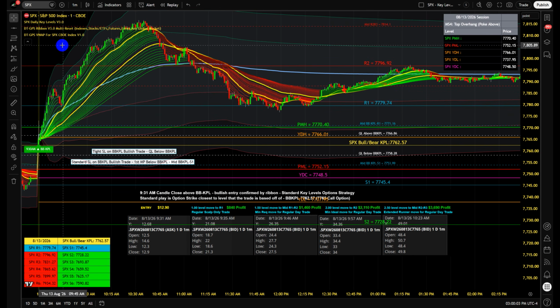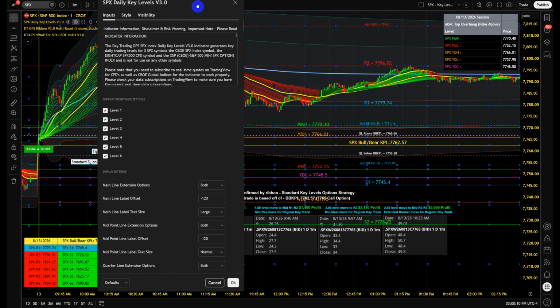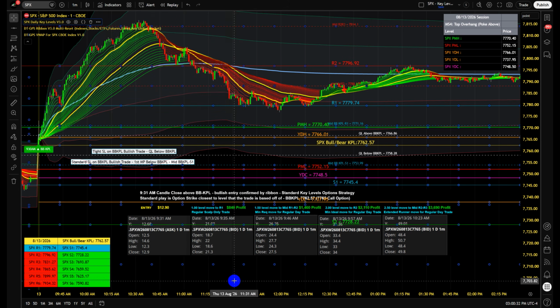We'll go ahead and move these so you can see this more clearly. All of these line labels have an offset adjustment that you can adjust to where you would prefer to have them on your screen. It moves it to the left or to the right depending on whether you put in a negative number or a positive number. So right now we're moving them more over to the left.